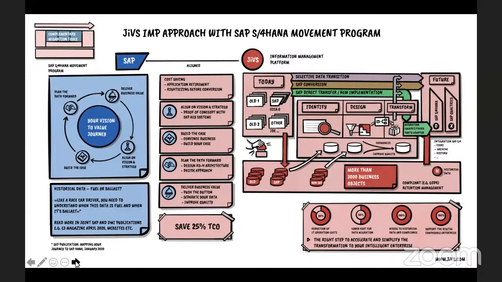One of them certainly being a selective data transition, then a SAP conversion. A lot of people spoke about greenfield approach or brownfield approach, and any other color that is out there in the market. JiVS IMP still supports and is being used for all those approaches. And in addition to these maybe a little more traditional approaches, we came up with a truly unique offering and approach, a solution at the end of the day for our customers, which we call OneClick solution.